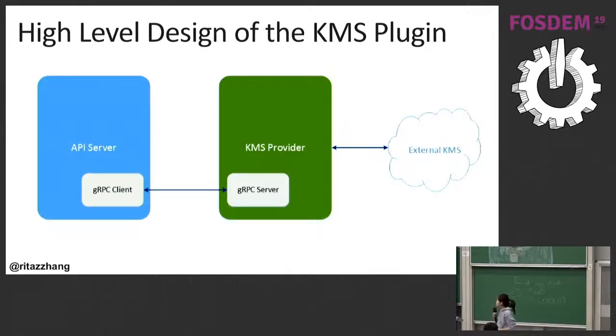And so for this particular solution, what ends up happening is, again, the API server acts as the gRPC client. It says encrypt, and then it actually invokes the encrypt method in the KMS provider, which is reachable via the Unix socket. And then the KMS provider hands off the request to the external KMS, which lives in the cloud somewhere.